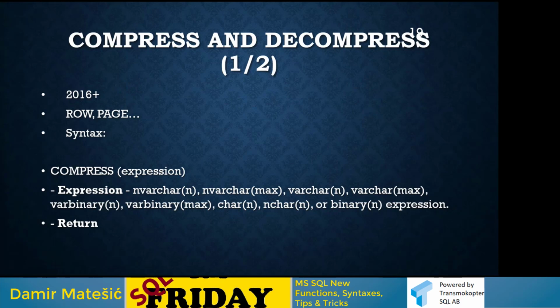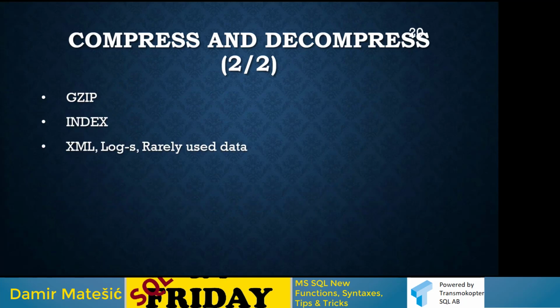So, compress and decompress. SQL Server compress and decompress were introduced in SQL Server 2016. As you probably know, SQL Server already has support for row and page compression of data, and the compress function isn't a replacement for them. The function returns the data type varbinary(max) that represents the compressed content of the input. The function uses the gzip algorithm for data compression. Compressed data cannot be indexed, so this is a big downgrade.